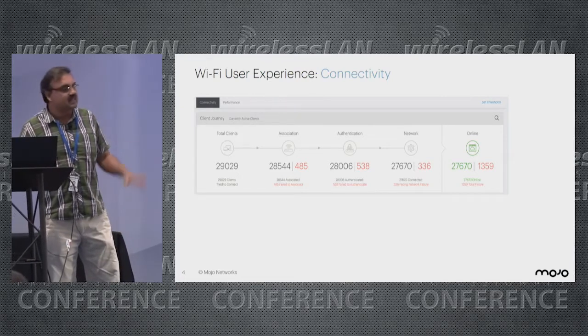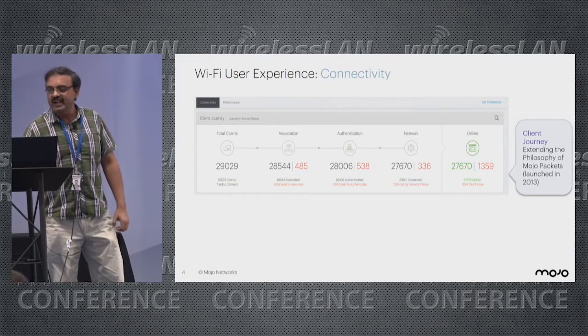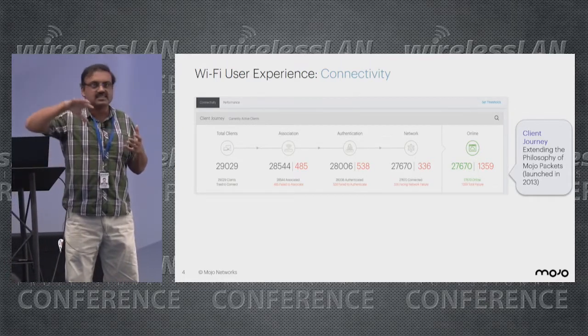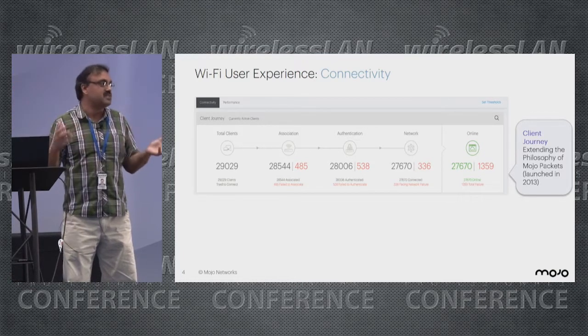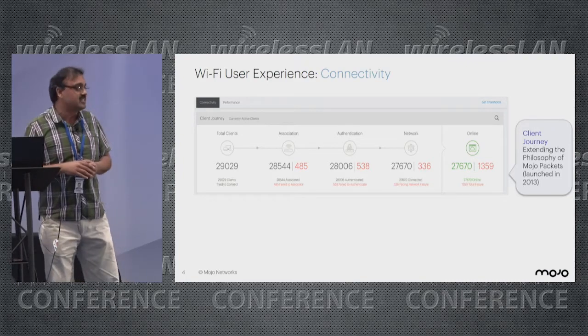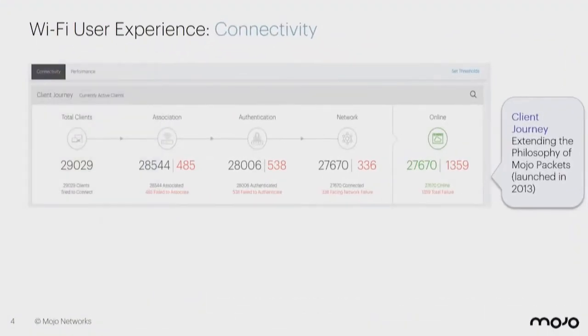So there can be some failures in this stage, and that is what we call connectivity failures. We use the term client journey, where we trace this whole process as a client connects to the network. This is very much in the philosophy of Mojo Packets, which is a tool we launched in 2013, and it has been well supported and received by this community. Thank you all for that.